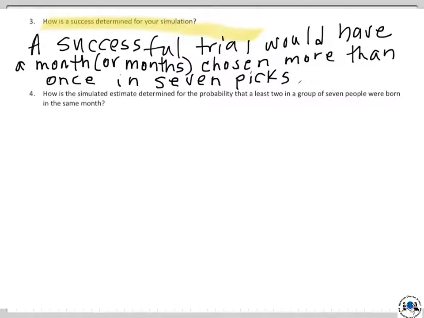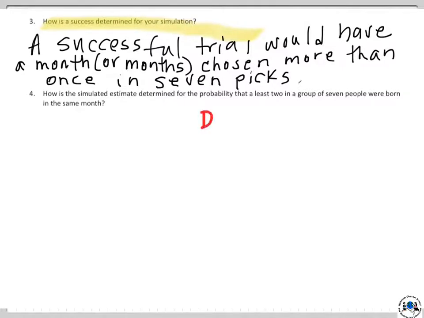A successful trial would have a month or months chosen more than once in 7 picks. For example, I just did this real quickly. I used those plastic uniform yellow tiles I have, wrote the abbreviations of the months on them, and put them in a bag, shook them up, picked, put it back, shook them up, picked, put it back. So I came up with this. Here was one of my trials.